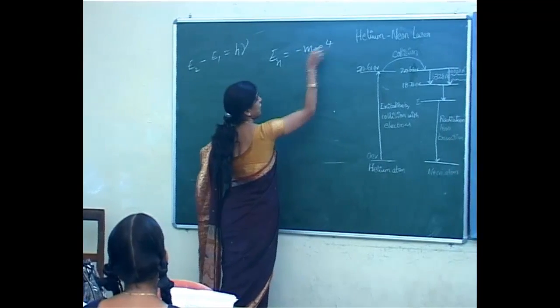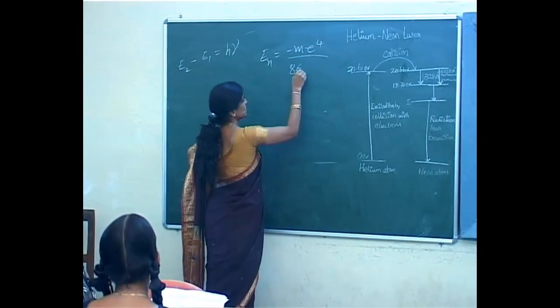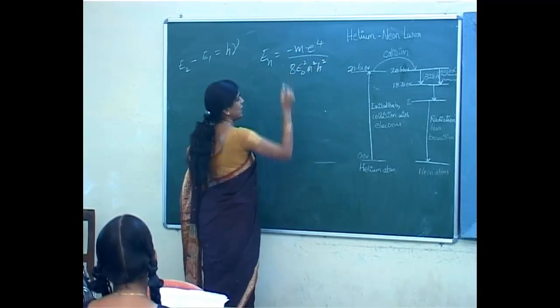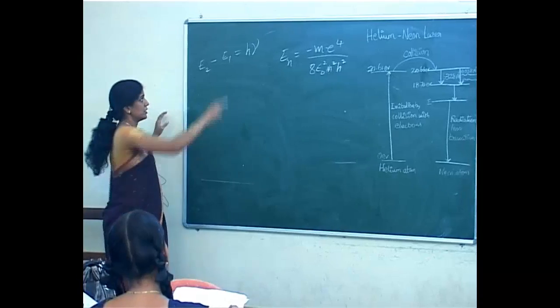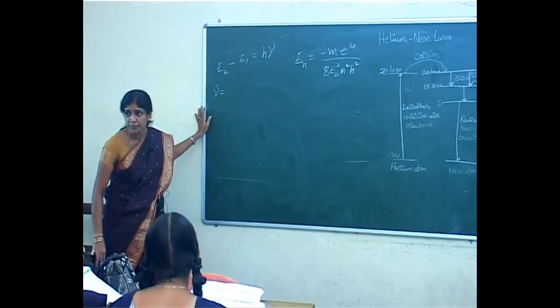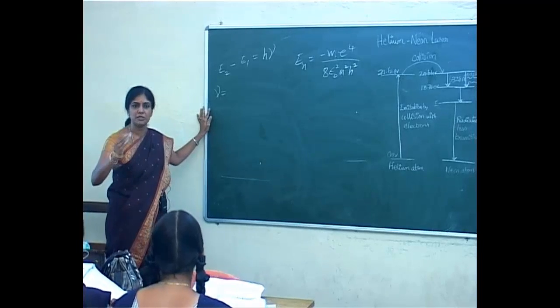M e power 4 by n square h square, isn't it? Now I want to find out the frequency of the spectral line. I want to find out the frequency of the emitted spectral line.